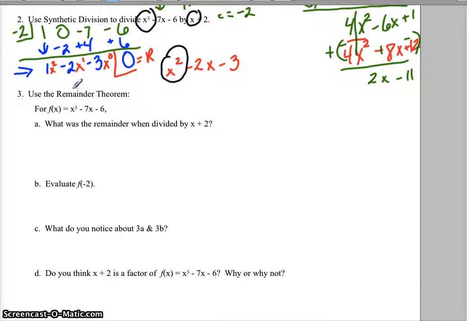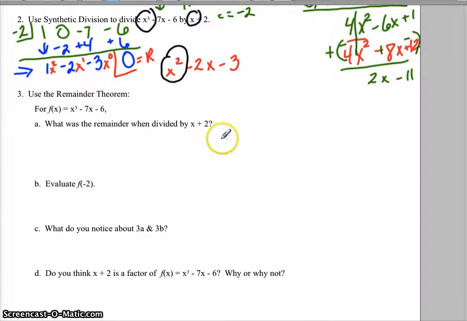Okay, you may not recall what the remainder theorem is from Algebra 2, but we're going to discover what that means as we go through 3a through d. What I'd like for you to do first is complete 3a, 3b, 3c, and 3d. So pause the screencast, complete number 3, a through d, and then turn the screencast back on.